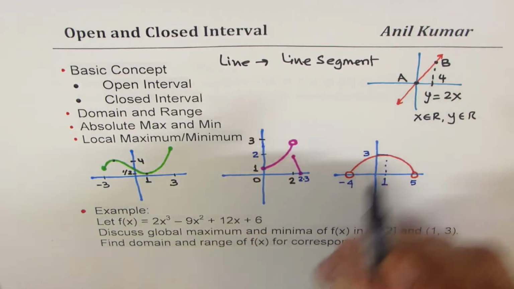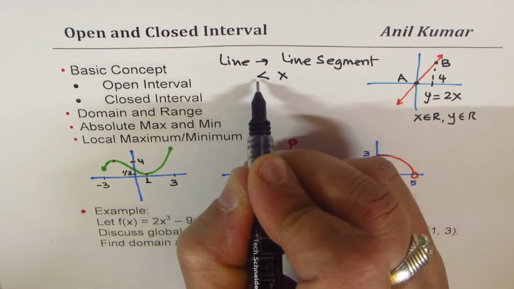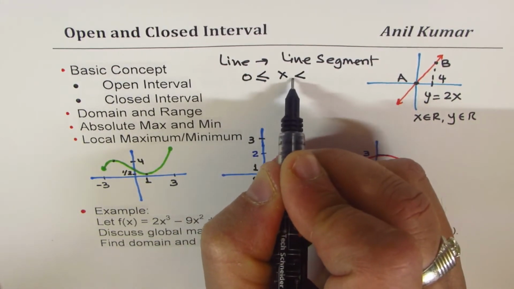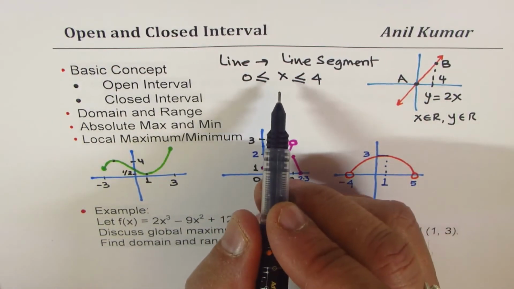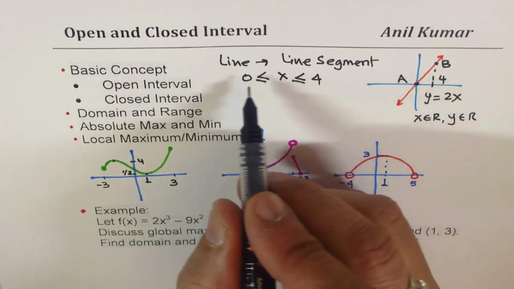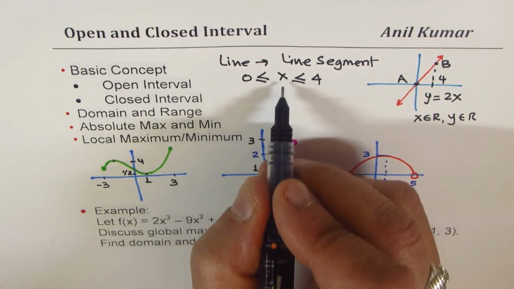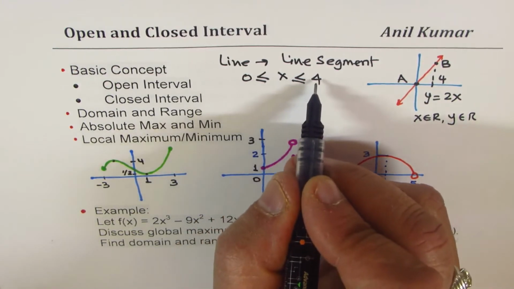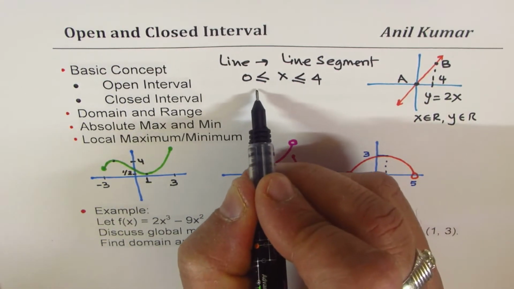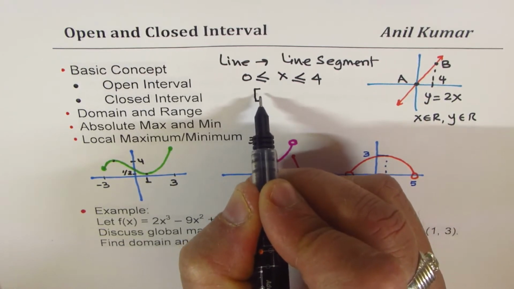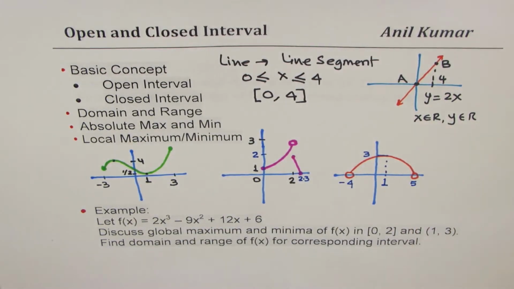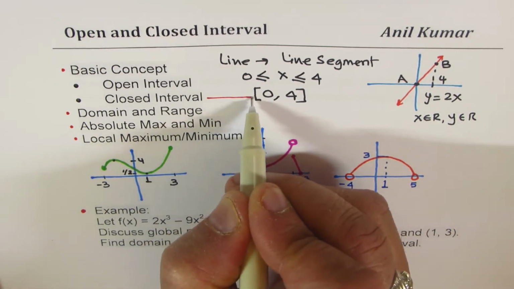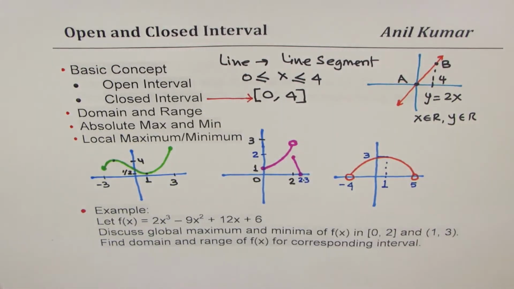This line segment has a boundary that the x value is greater than or equal to 0 and is less than or equal to 4. So when we have this kind of a situation, we say it is closed interval, right? So we can say this as x is greater than or equal to 0, less than or equal to 4. Another way of writing the same thing is with these square brackets, 0 to 4. So square brackets really give you the closed interval concept. If it is a closed interval, you'll find square brackets on both sides.